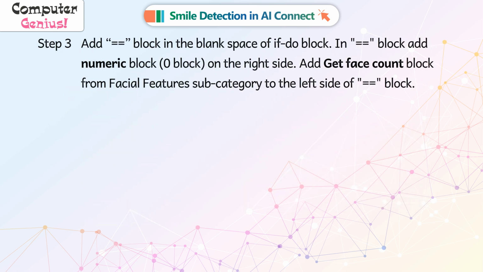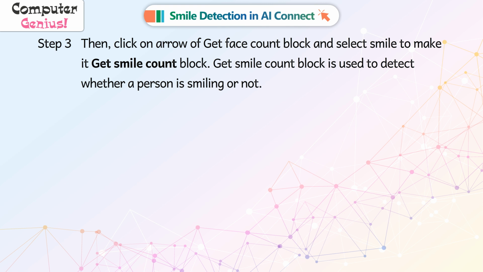Step 3. Add == block in the blank space of if-do block. In == block, add numeric block 0 block on the right side. Add get face count block from facial features subcategory to the left side of == block. Then click on arrow of get face count block and select smile to make it get smile count block. Get smile count block is used to detect whether a person is smiling or not.